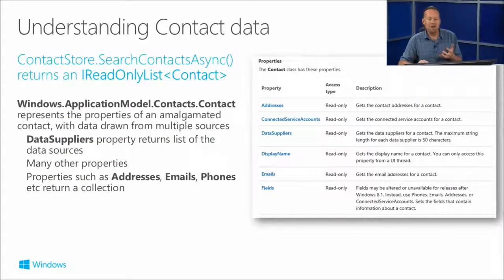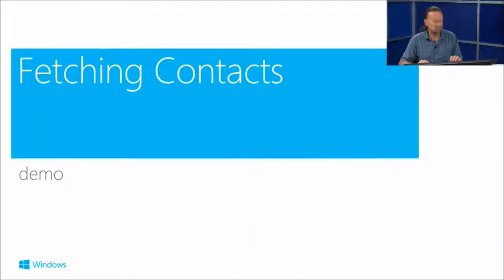Now, what you get back from our search is a collection, a read-only list of contact. So it's a read-only list. You can't actually change the contact through this. And it has a bunch of properties, loads of them. So you can go and have a look at the documentation. There's a little sample of what you get over there: addresses, connected service accounts, the display name, obviously the emails, and all the various different fields. So you can get lots of information back about the contact.